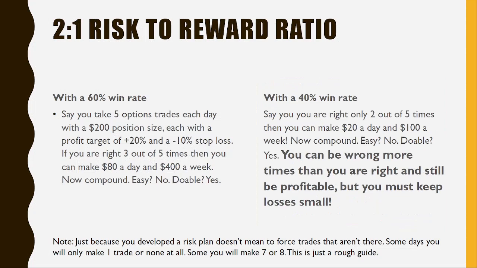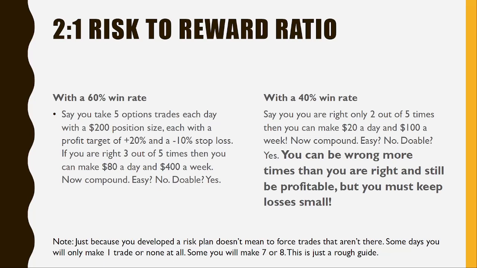So, more about the 2-to-1 risk reward ratio. Say you have a 60% win rate. Say you are right 3 out of 5 times. You take 5 options trades each day with $200 positions, each with a profit target of 20% and a 10% stop loss. If you were right 3 out of 5 times, then you can make $80 a day and $400 a week. Now compound that. Albert Einstein said compounding is the eighth wonder of the world. Is that easy? No. Is it doable? Yeah, totally. I don't see why not, if you're not being careless.